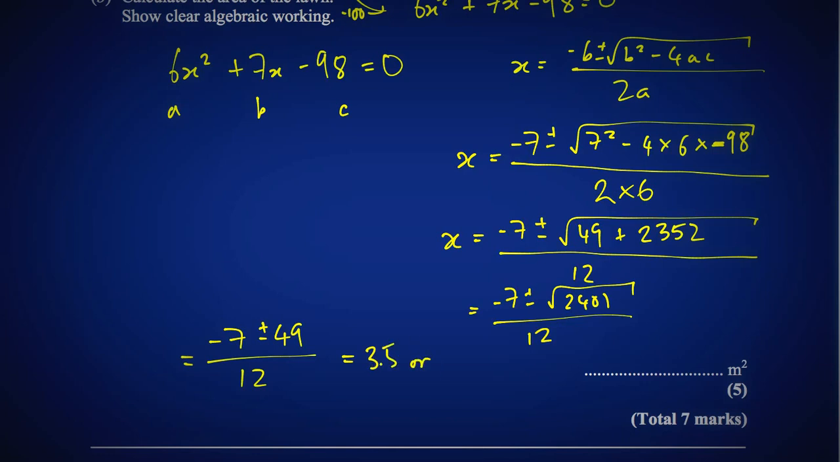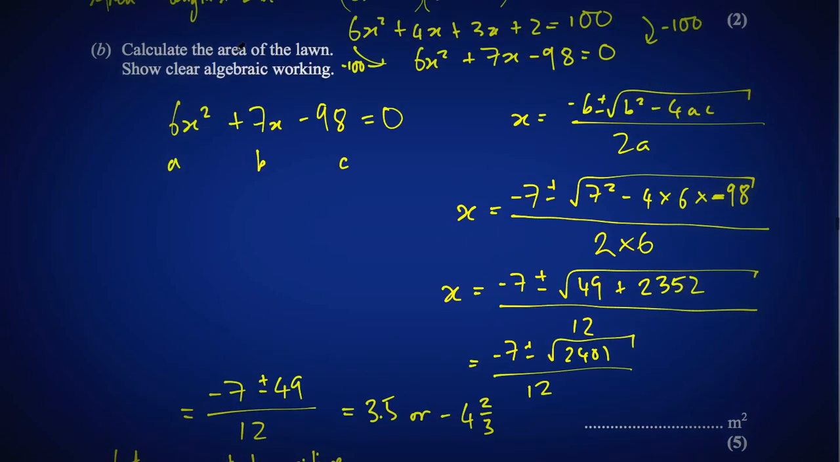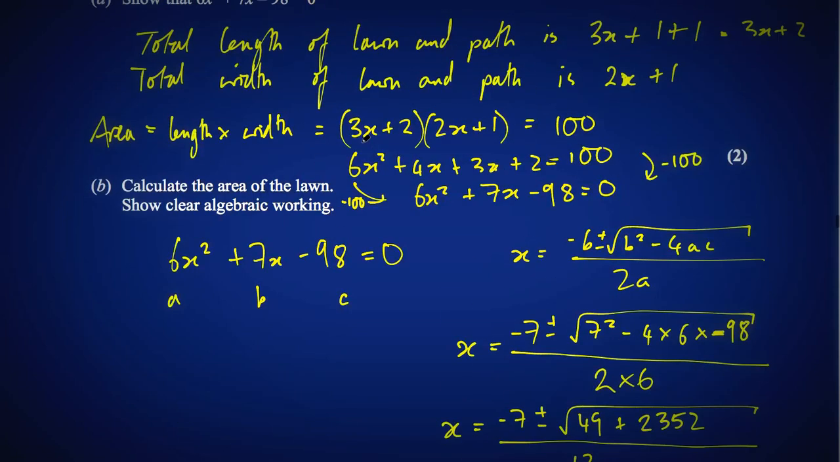State the other version, which is minus 4 2/3, but x is negative. X has to be positive, I mean. X cannot be negative. X has to be positive because it's a length. So that gives us the area. We have to calculate the area of the lawn, not just solve the quadratic.